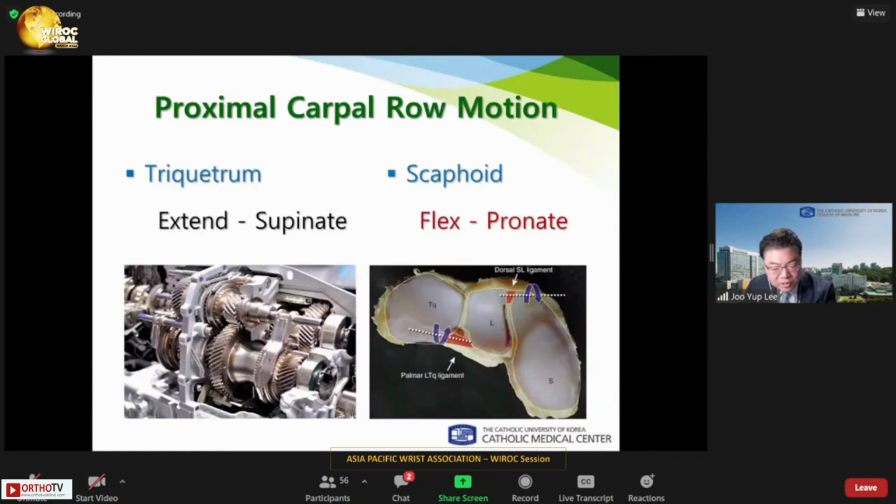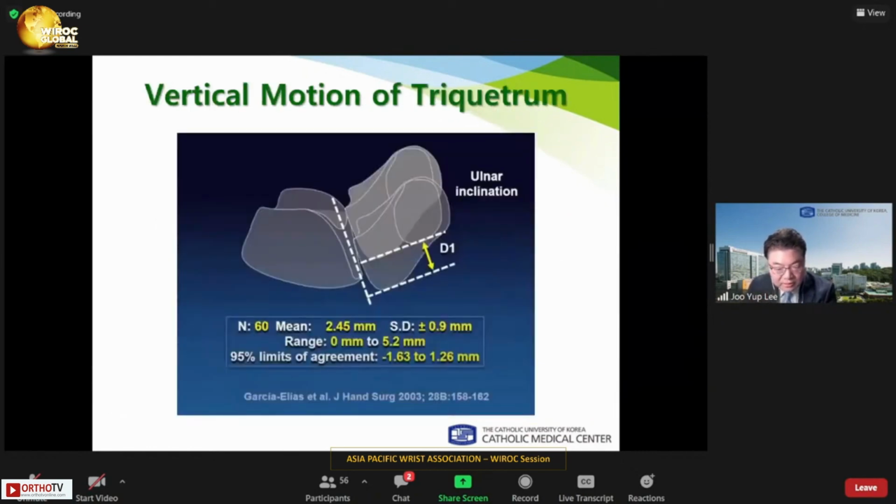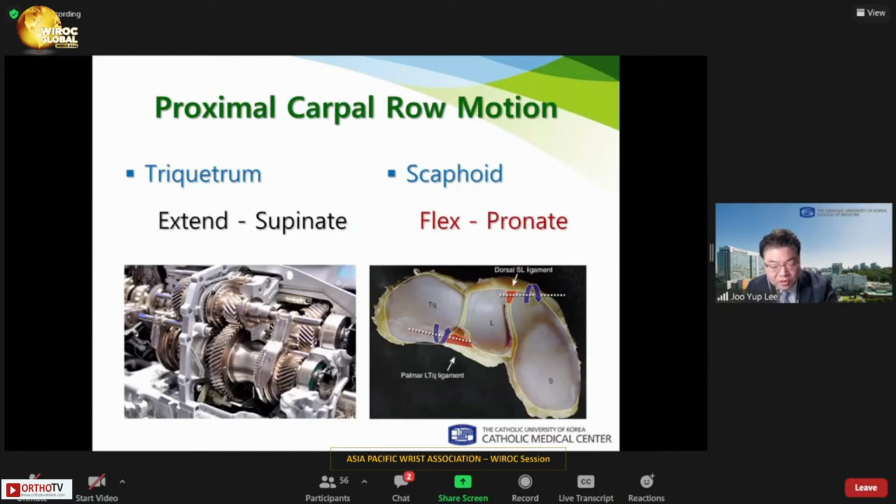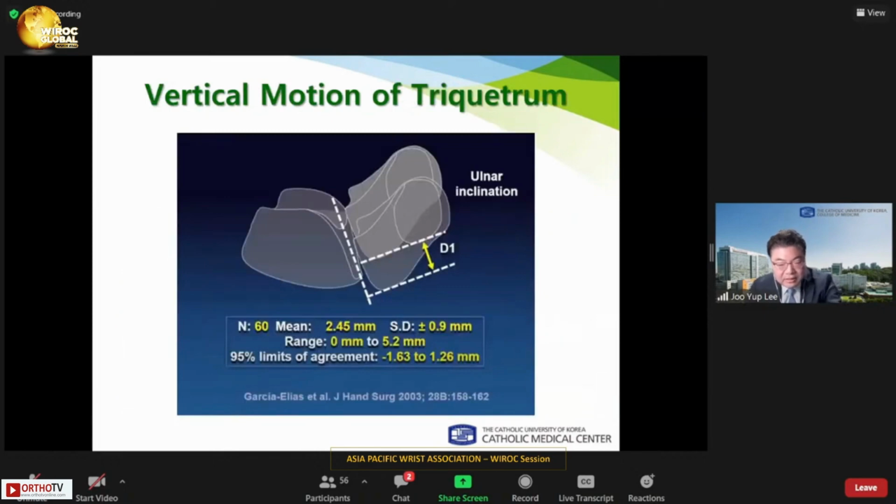I think the dorsal portion of the scapholunate interosseous ligament is only the pivot point or gearbox for scaphoid rotation. So we need to focus more on the extrinsic ligaments, the engine, to actively extend the scaphoid, which, in my opinion, is the triquetrum. Not only does it supinate and extend, but the triquetrum also moves vertically for more than 2 millimeters during ulnar deviation, which may be a key to extend the scaphoid.